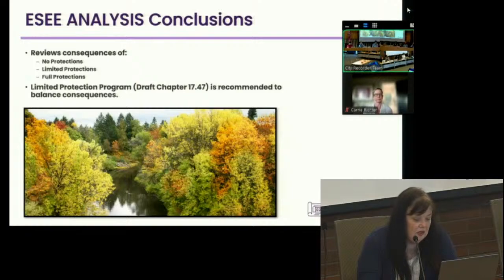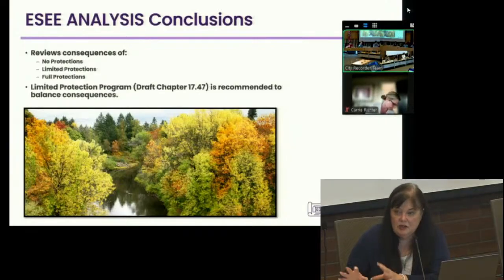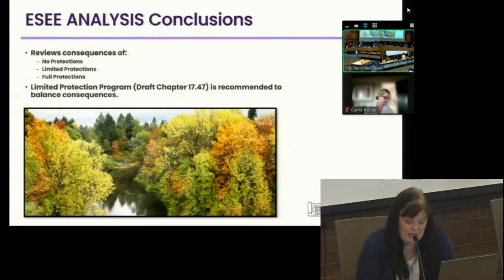And so the limited protection program you see in draft chapter 1747 is recommended to balance the consequences that came out of that ESEE analysis. That analysis says, here are the consequences of what you're doing to these properties, and then we developed a code to respond to that and try to mitigate it.